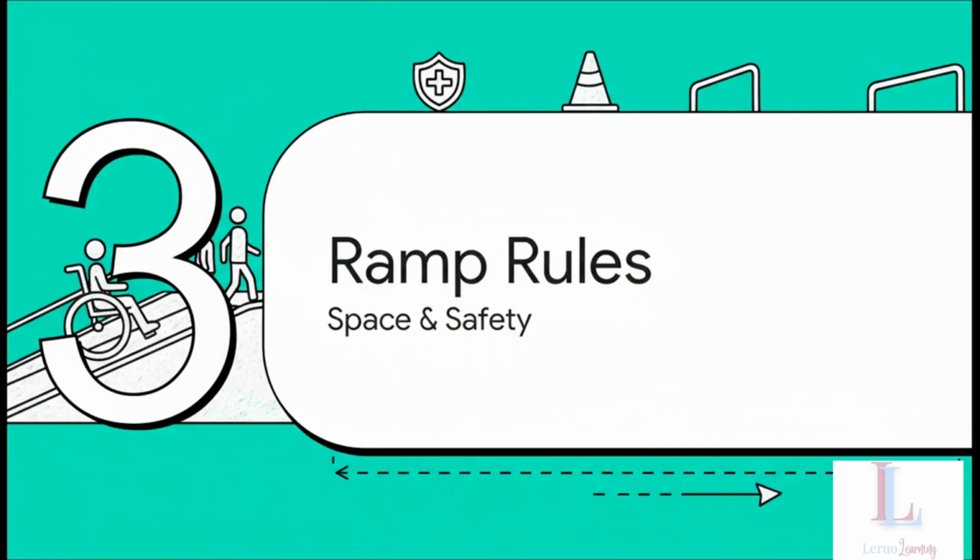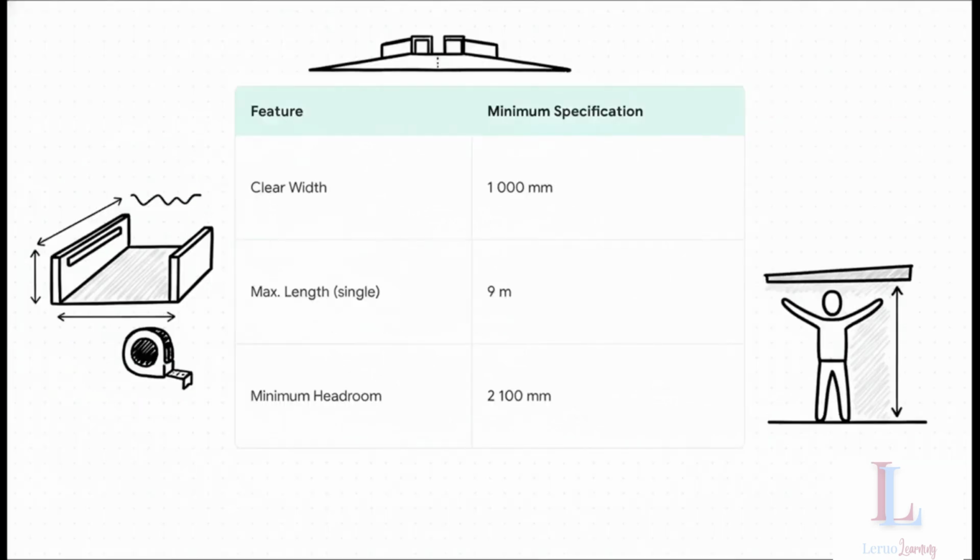Okay, so we've totally nailed the gradient, but a ramp is way more than just a simple slope. Let's get into the other vital rules that are all about space and safety. This chart breaks it down perfectly. The clear width needs to be at least 1,000 millimeters. That's 1 meter, so there's enough room to maneuver comfortably.